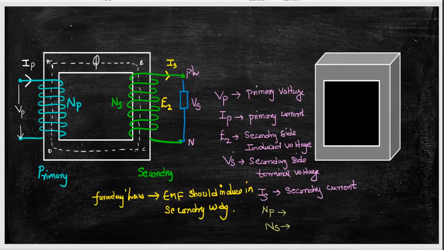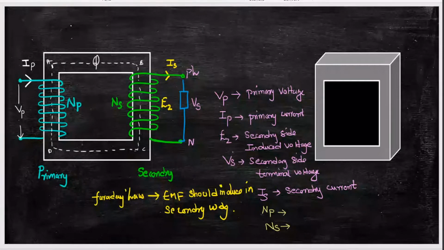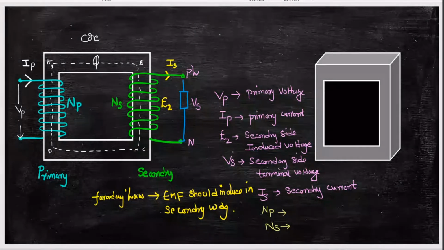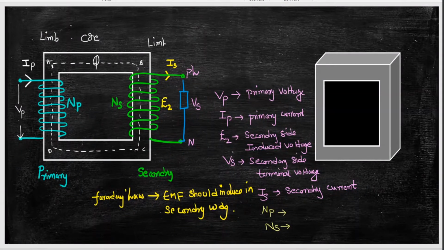So what I have done is taken one core and wound some winding on the primary side, and I have given some voltage so that the current flows into this primary winding and the flux is set up by the primary winding. This flux will take the path of the iron piece, or core. This entire iron piece is called the core, and this is called a limb, and this is the other limb. So it has two limbs.